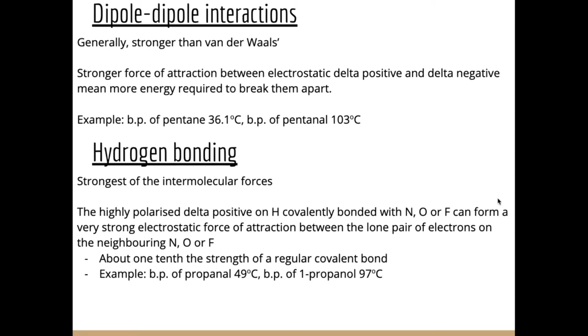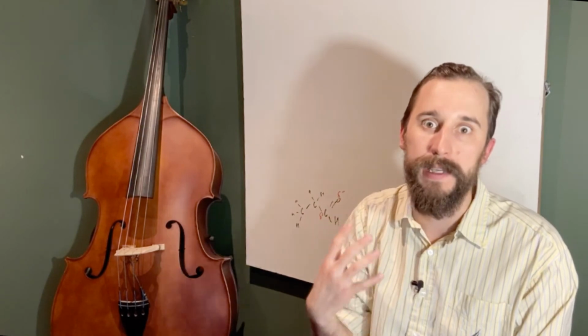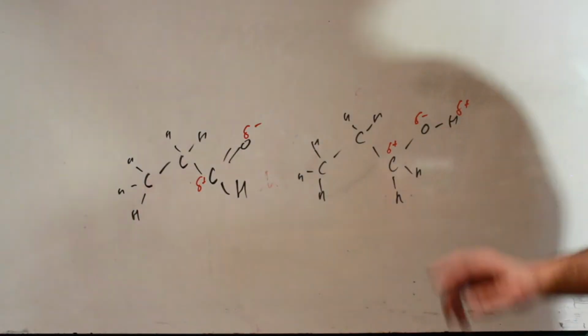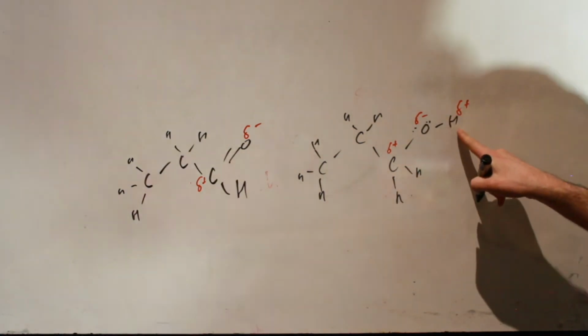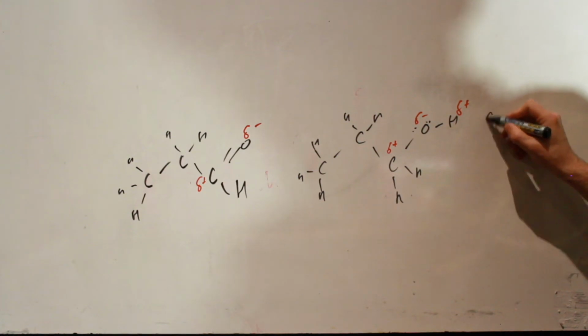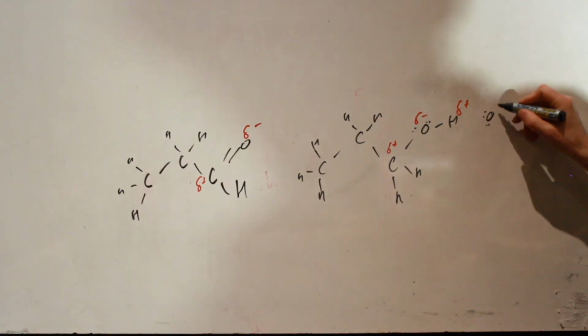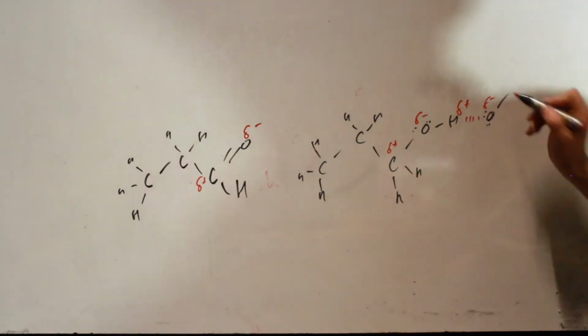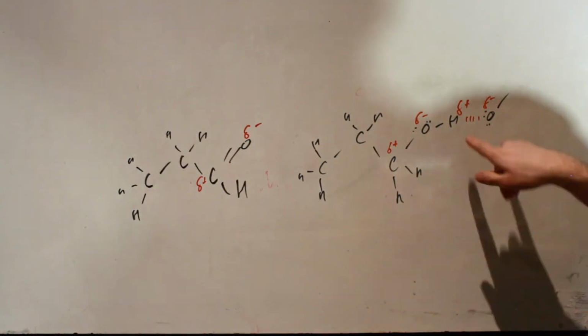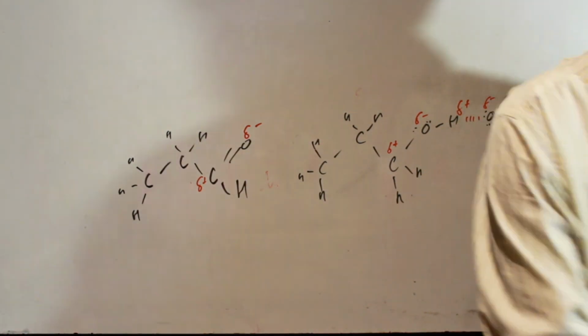And we see that reflected in the strength of the bonds, because propanal, which only has dipole forces, has a much lower boiling point than propanol, which has the hydrogen bonding. Again, this is all illustrating the relative strength of these intermolecular forces. So we could have the hydrogen here, which is particularly delta positive, could form a hydrogen bond with the lone pair of electrons on another delta negative. Say if it was from the same molecule, you can form a hydrogen bond between those two atoms there.